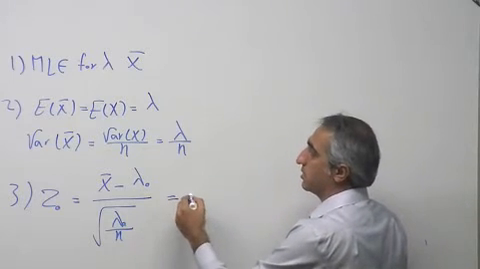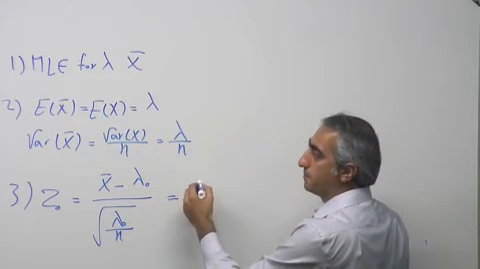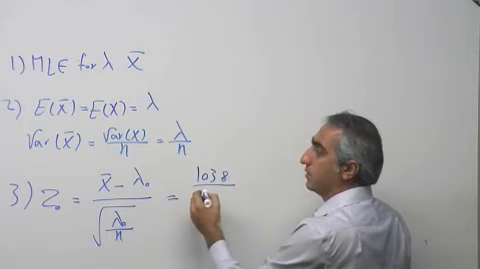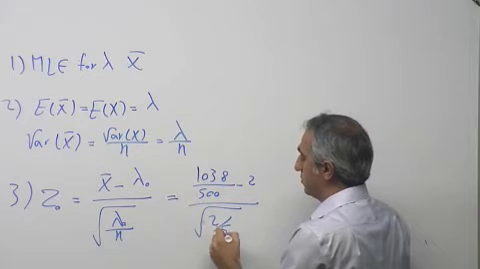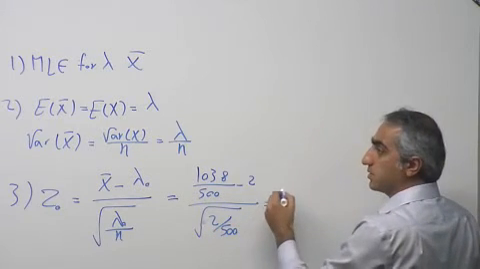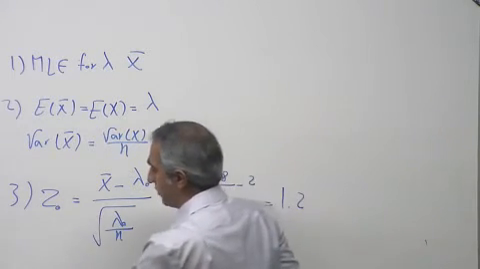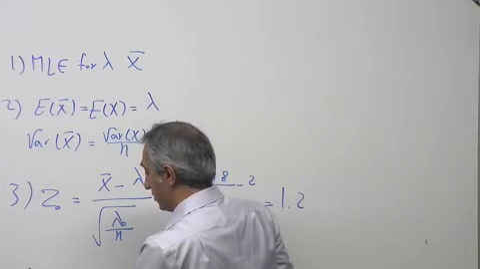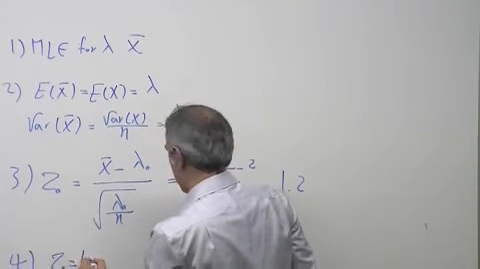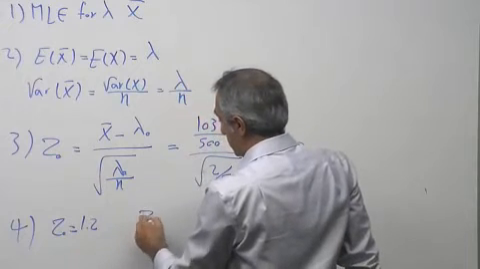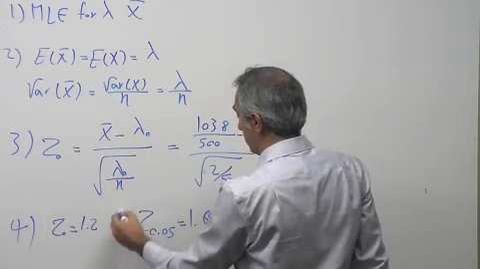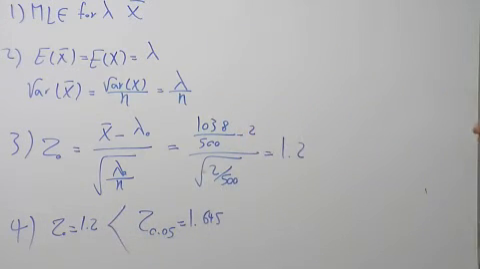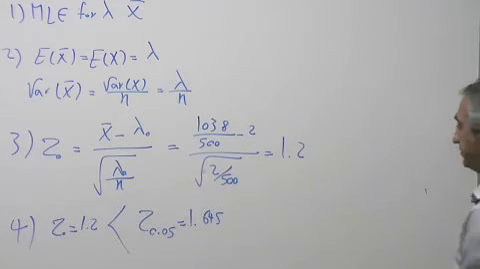And this z0 in this example is 2 divided by 500, and this is 1.2. And the fourth step, you already have it over there. You compare z0, which is 1.2, with z of alpha, which is 1.645. This is less than that. We do not reject H null.